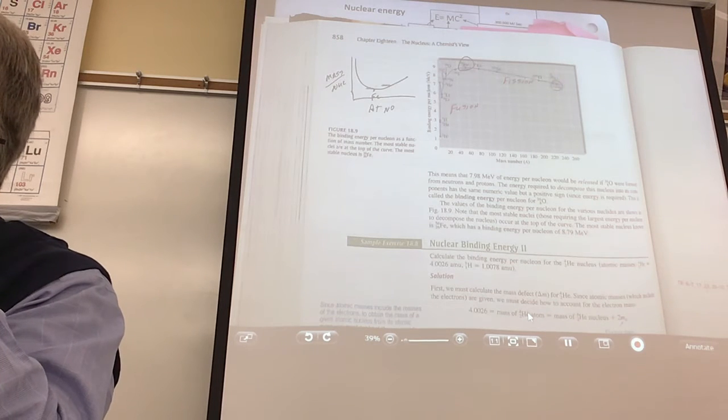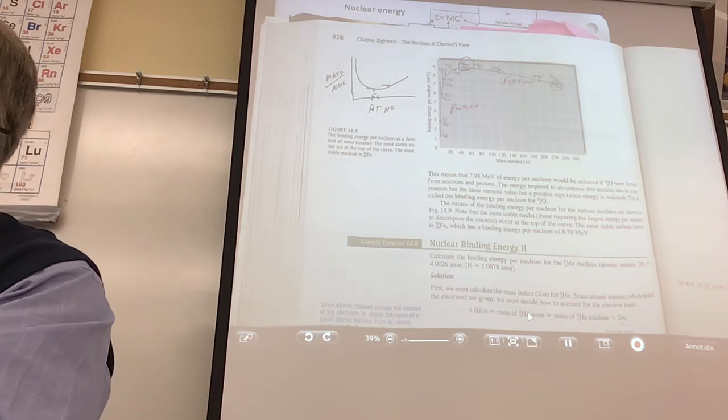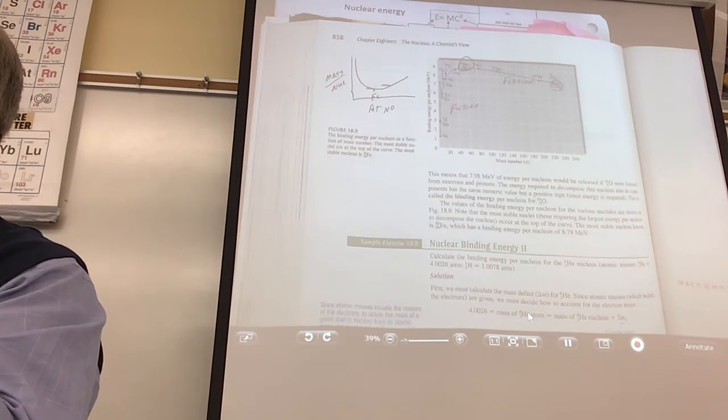But one time they talked about where stars are born. That's when you end up having stars explode. That's when they can have elements that are past iron.